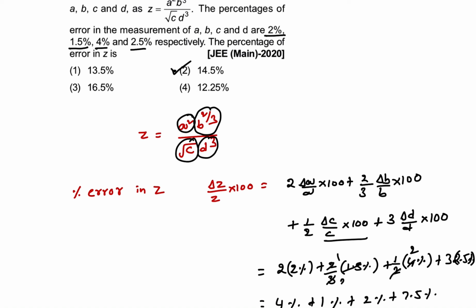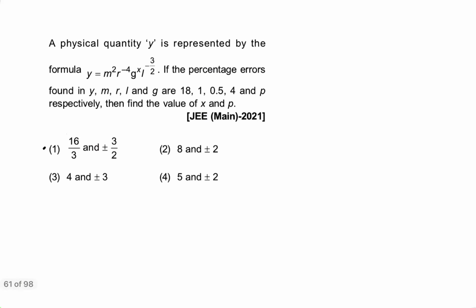Observe this. Root C is there in the denominator. If you bring it up, it becomes C to the power of minus 1 by 2. While writing errors, you should not write minus 1 by 2 into delta C by C into 100. Similarly, D cube is in the denominator. If you bring it to the numerator, it becomes D to the power of minus 3, but don't write minus 3 into delta D by D into 100. Errors should only be added. They are independent, so errors will always be added.